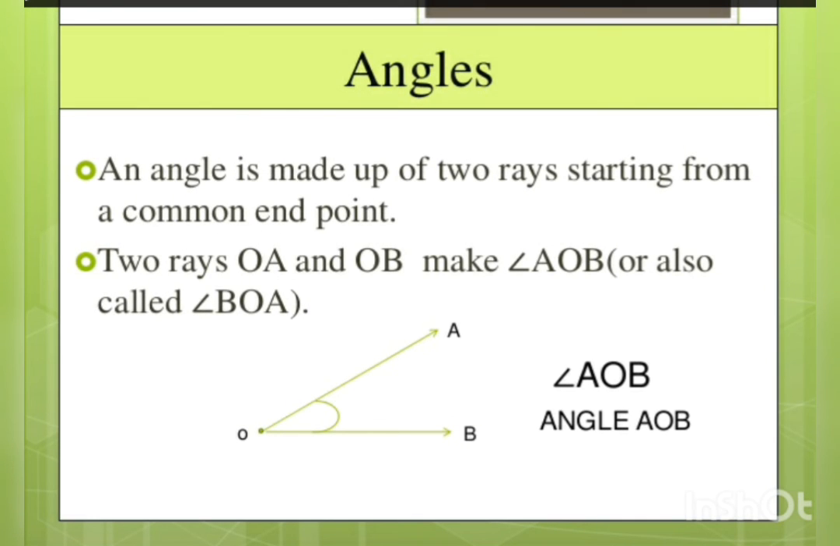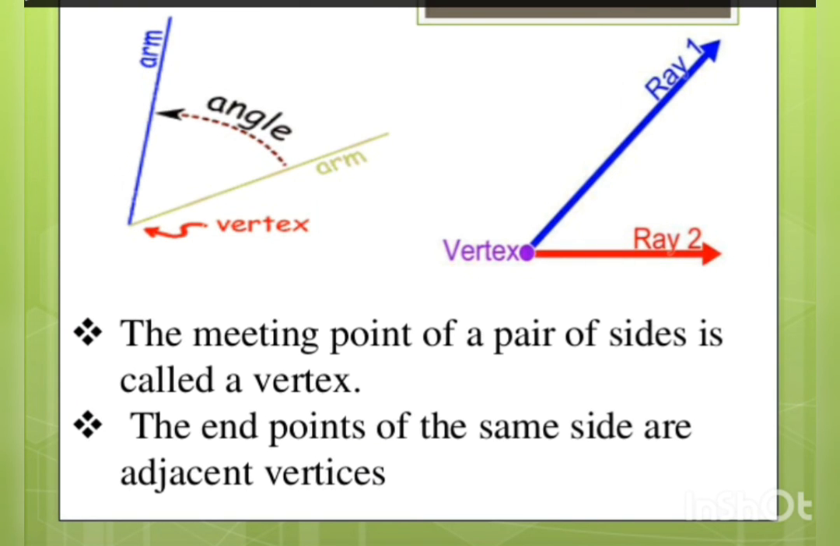Next one is angles. An angle is made up of two rays starting from a common end point. Two rays OA and OB make angle AOB, also called BOA. Here two rays are shown, OA and OB, and they meet at O, which is the vertex of the angle, and we call this angle AOB. The angles are made up of two rays. This you have to remember. Here the meeting point of the pair of sides is called a vertex. Here the meeting point is the vertex, it is marked.